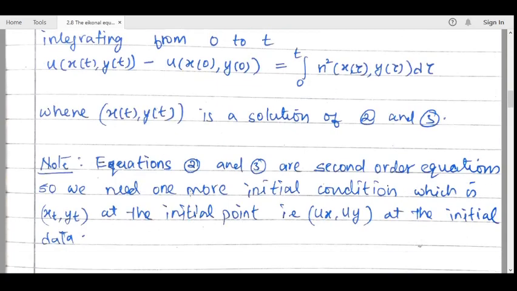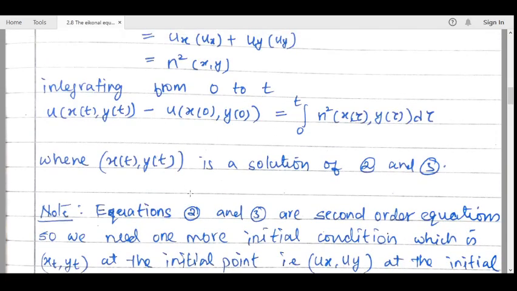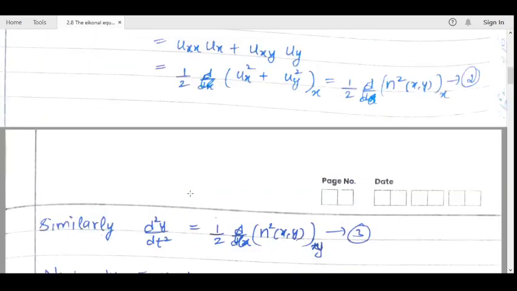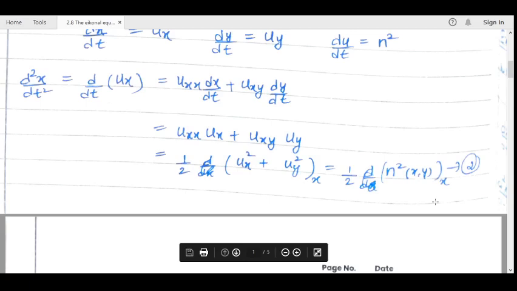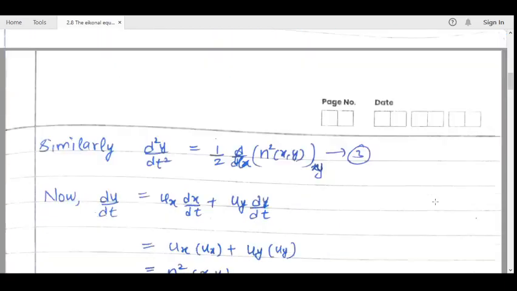Now here we see that equations 2 and 3 are second order equations. Here we have d square x by dt square. So here we need to solve a second order ODE. Now when we solve this, we need at least two conditions to get the arbitrary functions here.